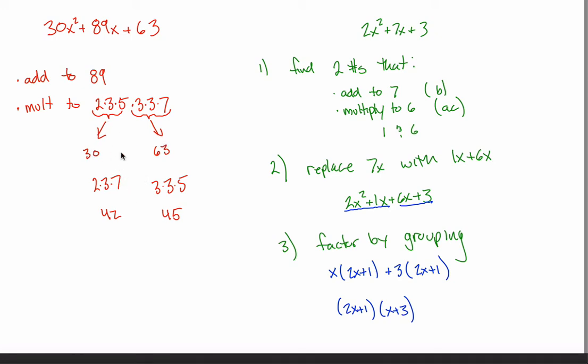Oh, shoot. Up here, I was a little bit too big, right? These were equal to 93. Up here, I was a little bit too small. These are 87. So I need something in between the two. I need this first number to be something in between 30 and 42.